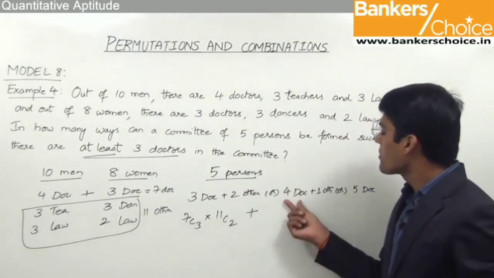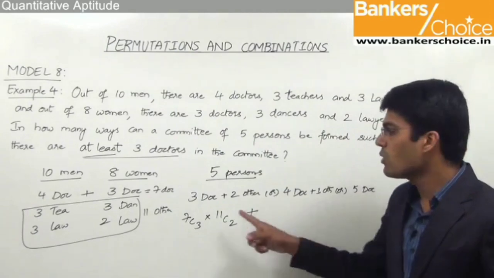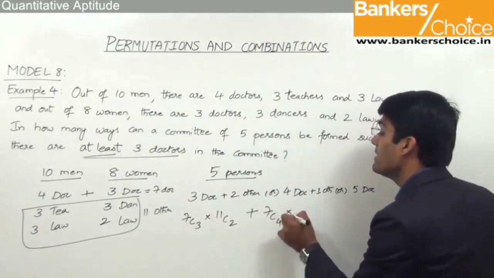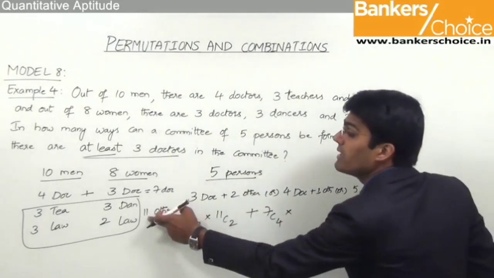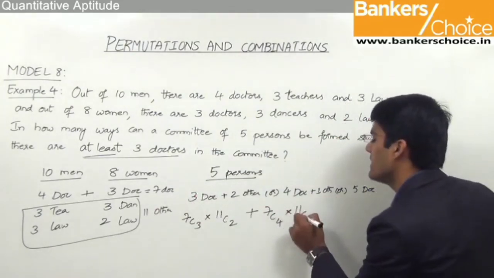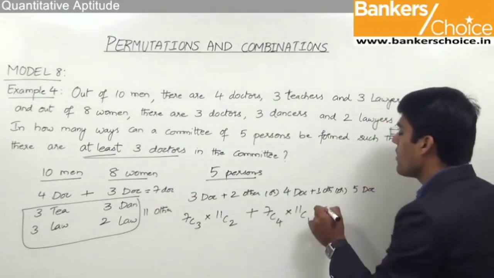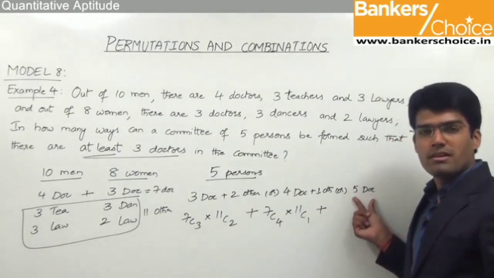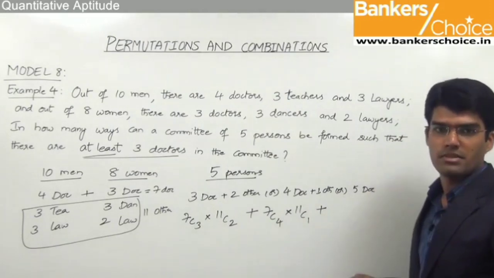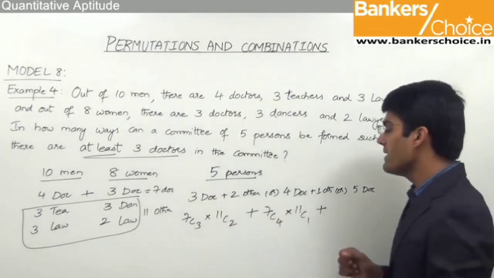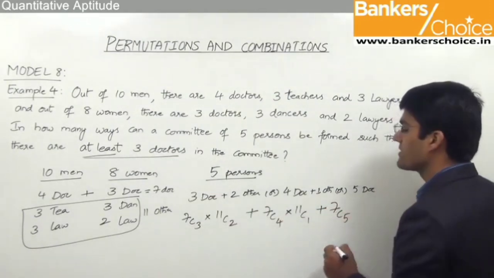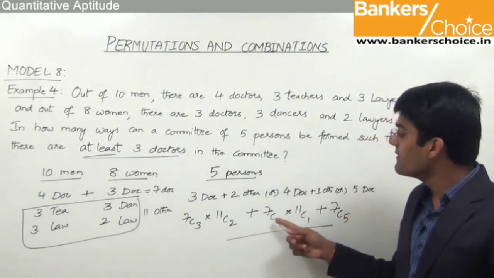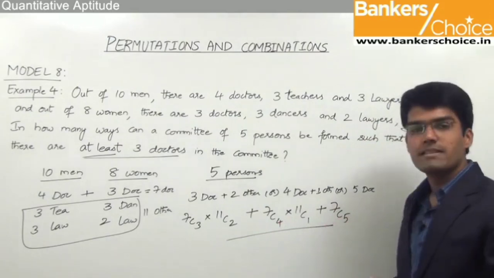Now the second one here is 4 doctors and 1 person of other profession. So out of 7 doctors, 4 doctors can be selected in 7C4 ways. And the other person can be selected out of the remaining 11 persons. So that can be done in 11C1 ways. And finally, the third case, or again is plus, 5 doctors. All the 5 can be doctors and we need not have any person of other profession there. So all 5 doctors out of 7 can be selected in 7C5 ways. So that's the final answer: 7C3 into 11C2 plus 7C4 into 11C1 plus 7C5.